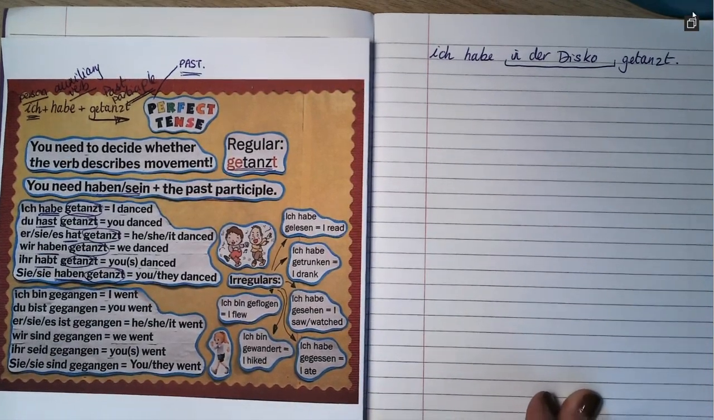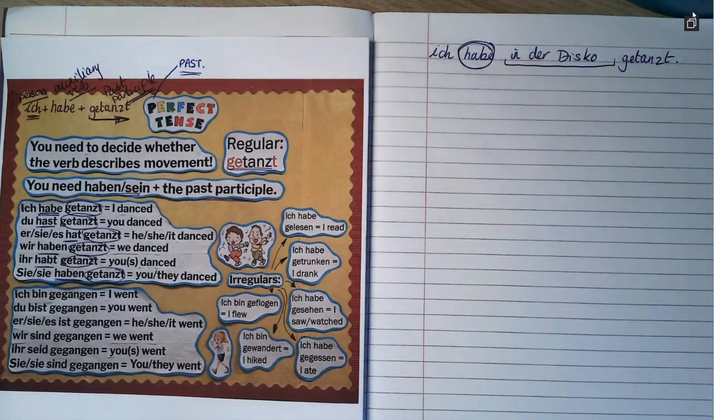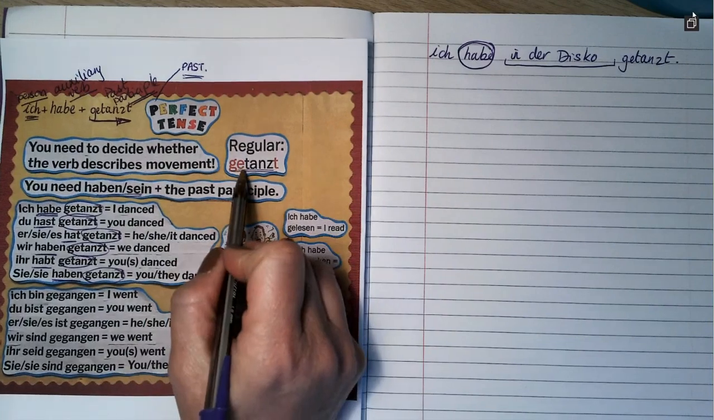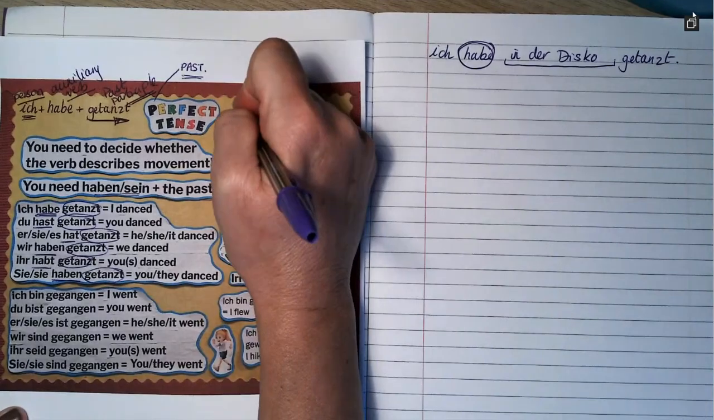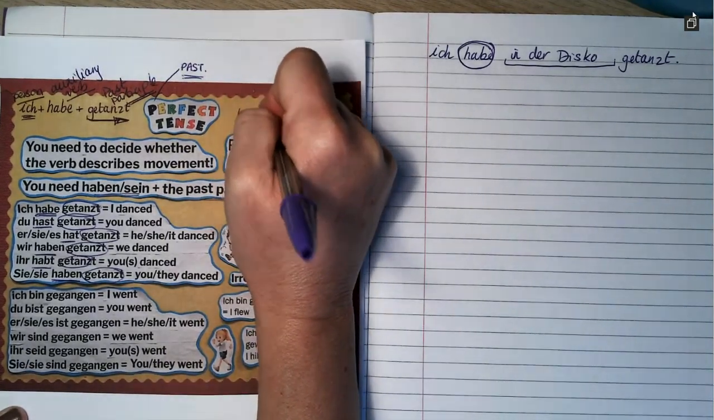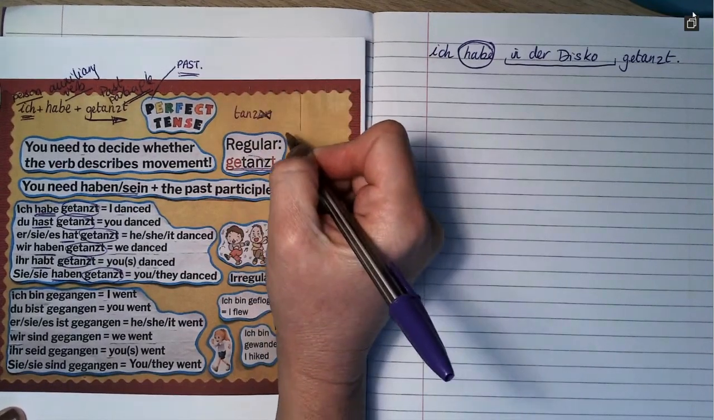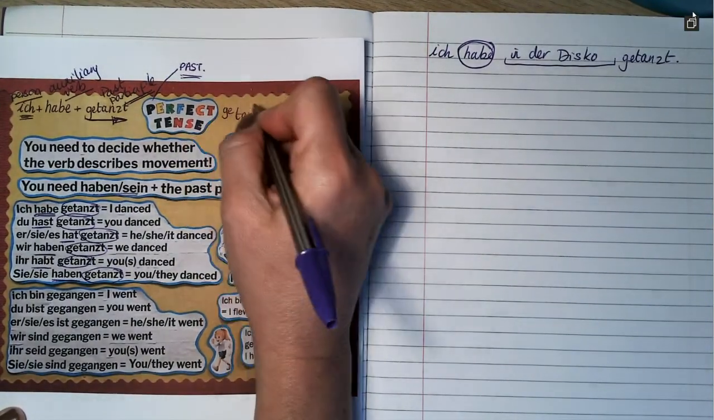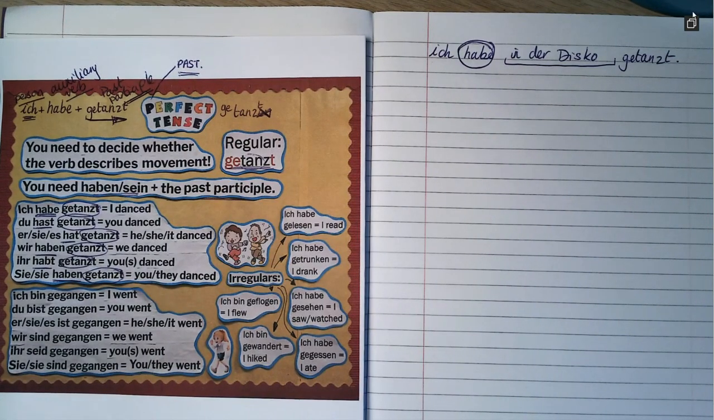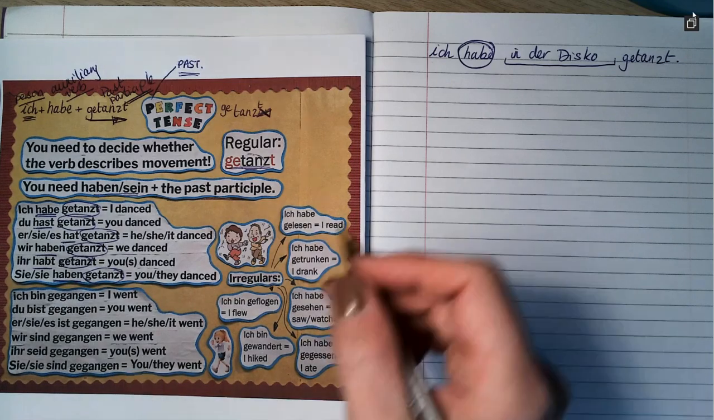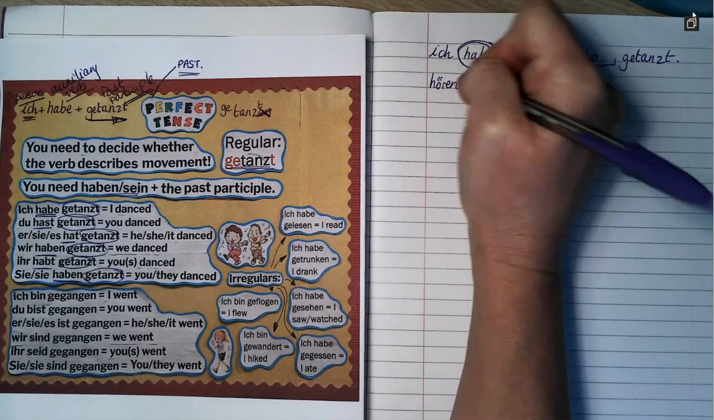Right. So let's have a look at practicing, first of all, some nice regular verbs that take haben, so you can see how we make our regular past participle. That has come from tanzen, hasn't it? So what we've done is we've taken off the en, and then we've put a G on the front and a T on the back. Okay. So let's have a look at some regular verbs, like gehört. Hören is your regular verb, to listen.